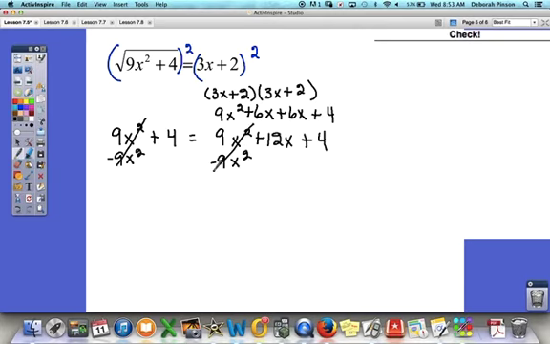My 9x squareds cancel. That's just a coincidence. It just happens to happen. Also, my 4's right here are going to cancel. So I'll have 0 equals 12x. Let me go ahead and divide by my 12 and solve for that x.